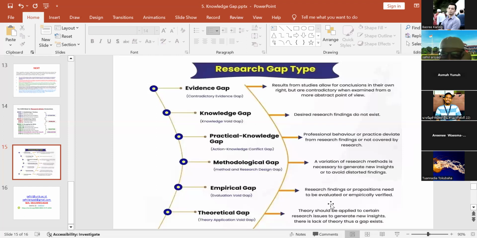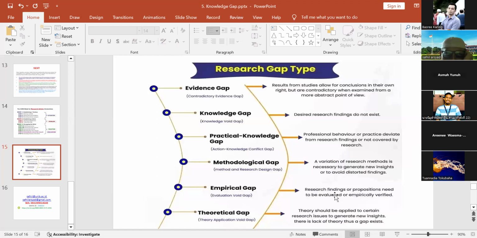Empirical gap: research findings or propositions need to be evaluated or empirically verified. So we question the results of previous studies, and therefore we need to study it again. We do not fully believe the findings or results of previous studies. This is called an empirical gap, or maybe there are not enough studies on a particular topic. The studies on a particular topic are not sufficient yet.